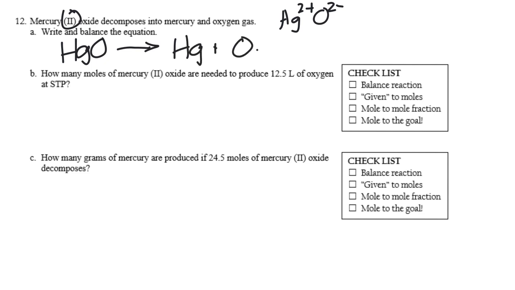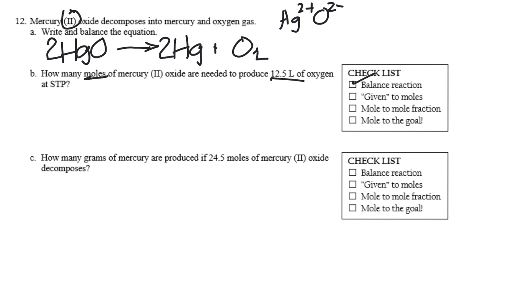Remember, oxygen's part of the Hofbrinclbr, so I need the subscript 2. And then I need to balance the reaction by putting a 2 in front of HgO and a 2 in front of Hg. Check, the reaction is balanced. So now we go to the question: how many moles of mercury oxide are needed to produce 12.5 liters?